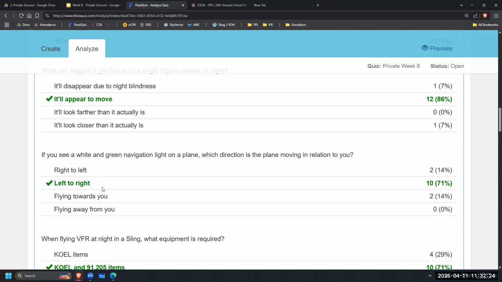If you see a white and green navigation light on a plane, which direction is the plane moving in relation to you? Left to right. That's correct. Flying towards you? No. What would you see if it's flying towards you? Green. What would you see if it's flying right to left? Red.